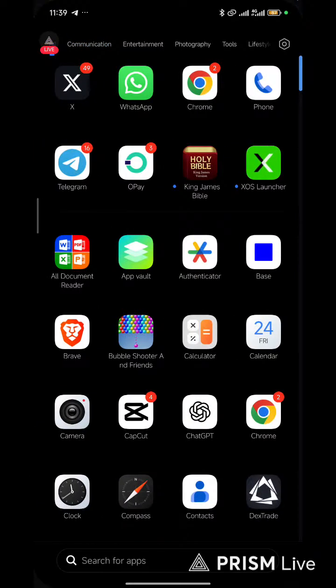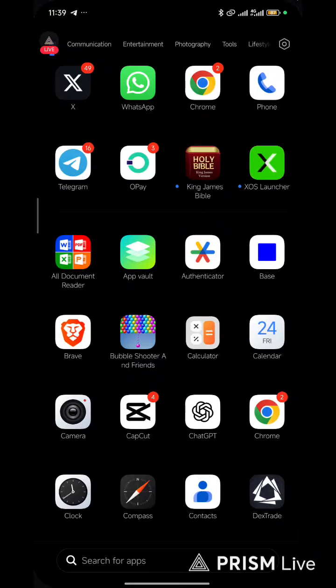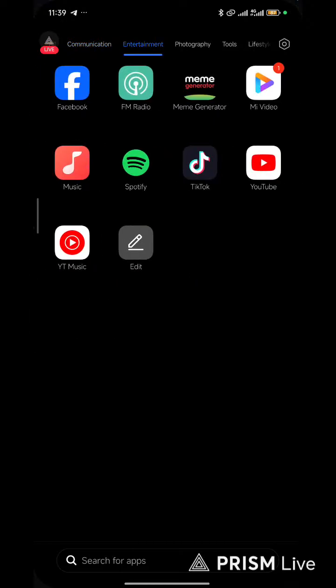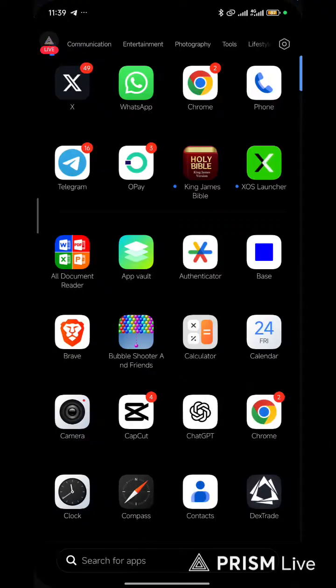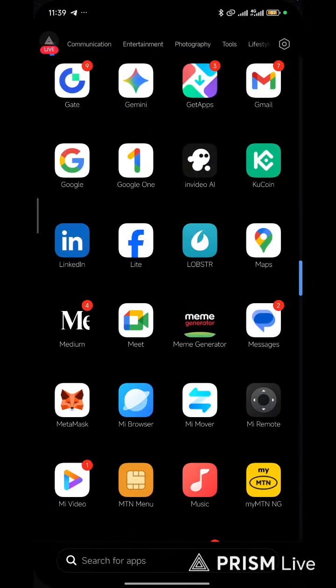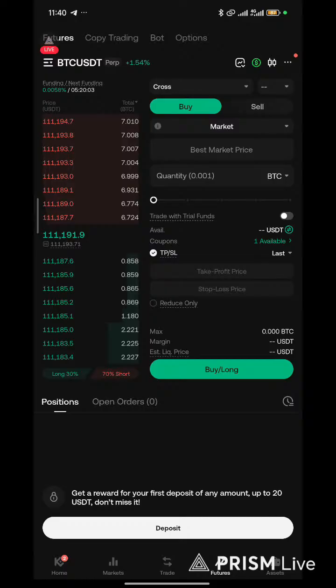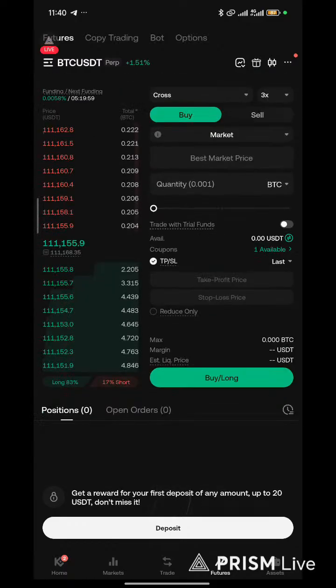So we're going to use the KuCoin exchange to practice it, and we are going to use CoinMarketCap to show you how it works. Now I believe you should have downloaded your KuCoin application. First of all, open your KuCoin. This is it. So we are going to do futures trading. I'm going to use BTC as an example.